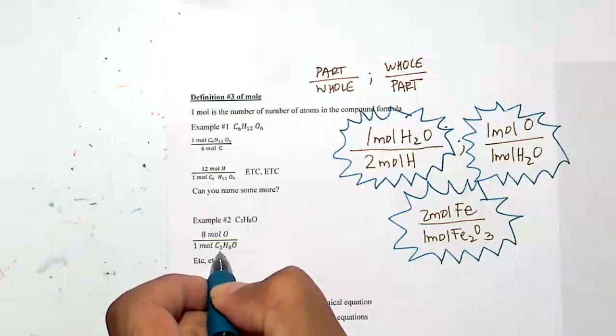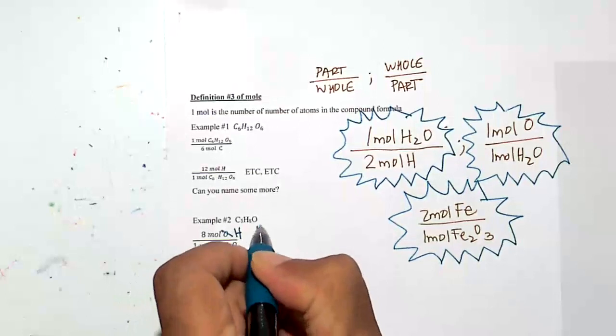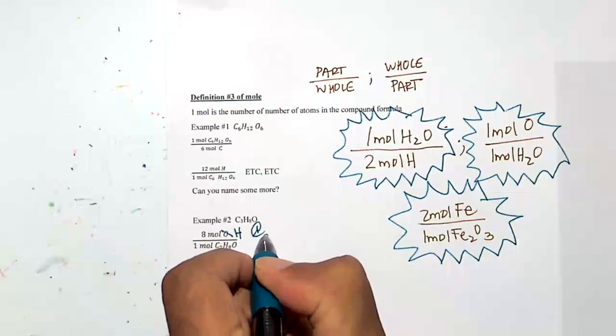By the way, there's a mistake here. 1 mole of C3H8O should have 8 moles of hydrogen. Okay, so sorry about that.